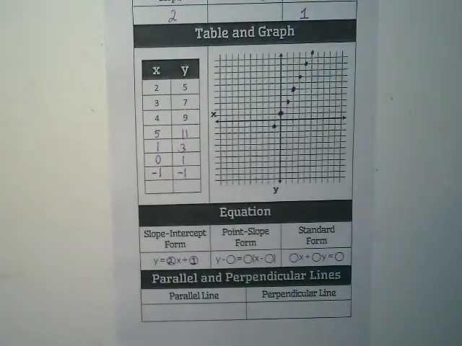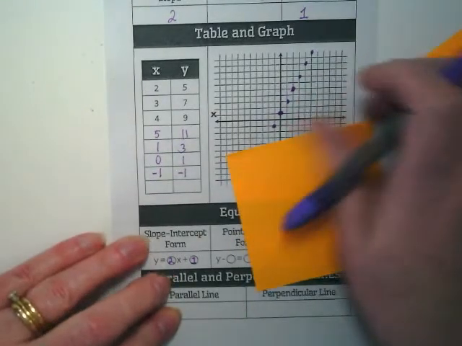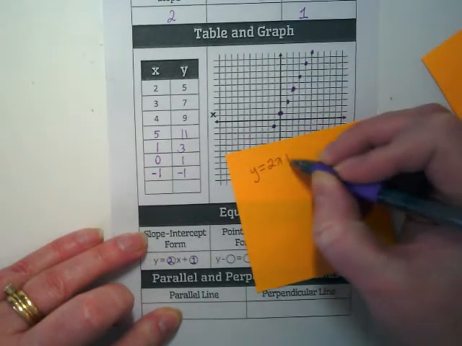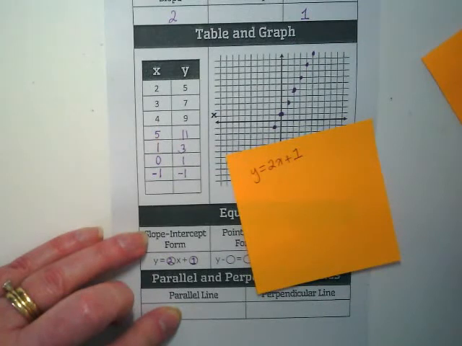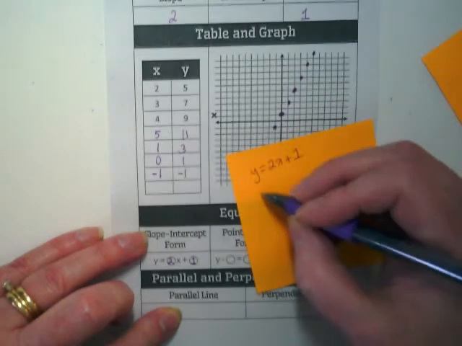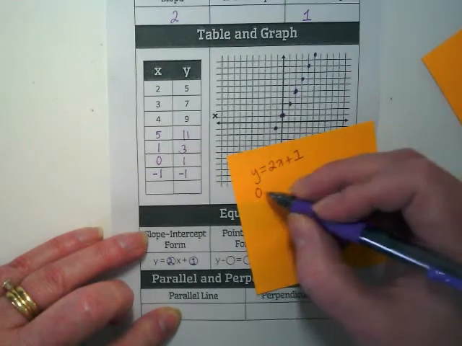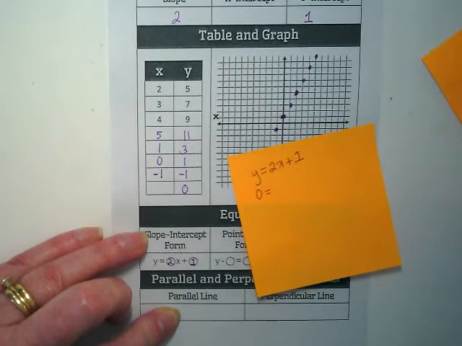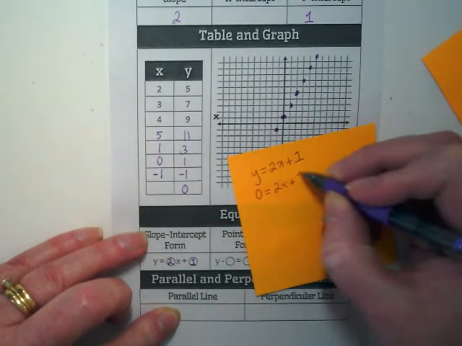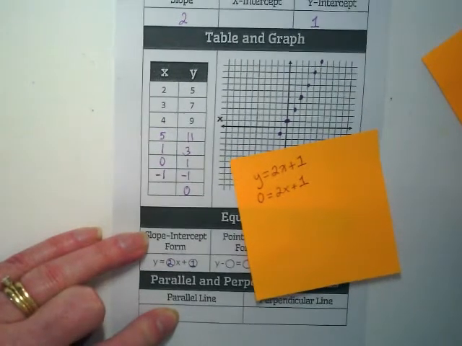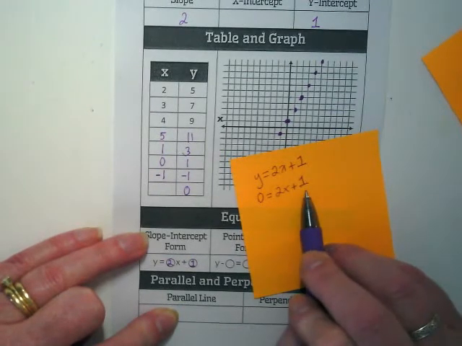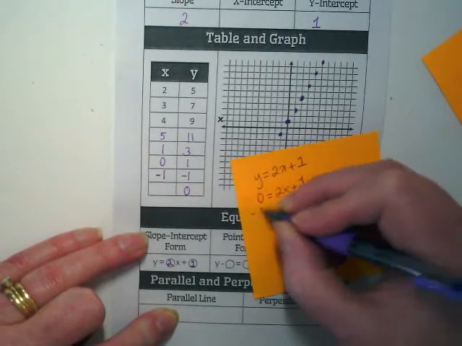Okay, do I have some sticky notes? I do. I'm going to do this on a sticky note. So if I know that y is equal to 2x plus 1, and I want to know what my x-intercept is, couldn't I put a 0 in here for the y? Because we know for the x-intercept, the y is going to be 0, right? And then I can do 2x plus 1. I have 0 on this side. It's a like term now with 1, isn't it? So I'm going to subtract 1.